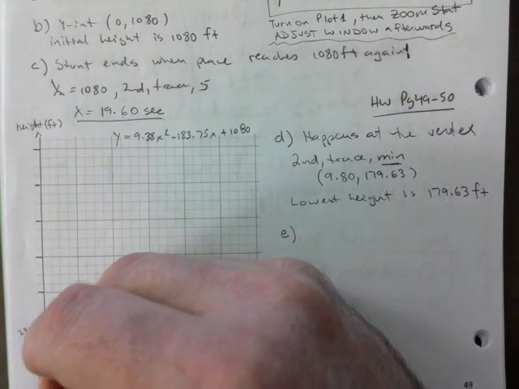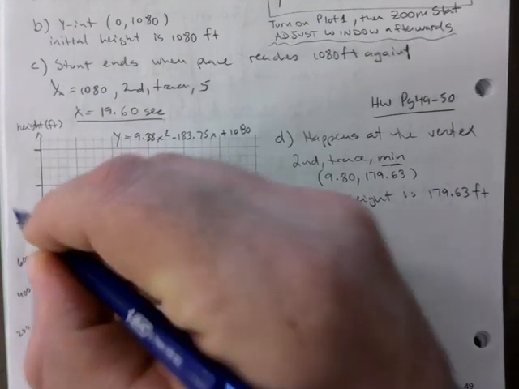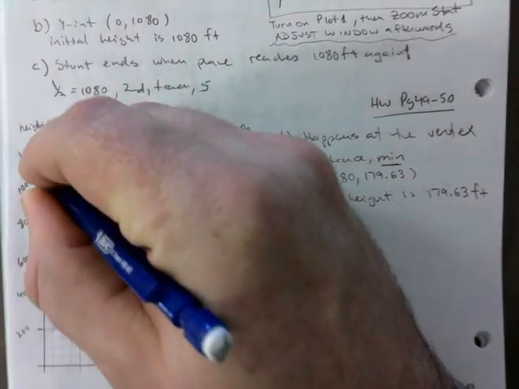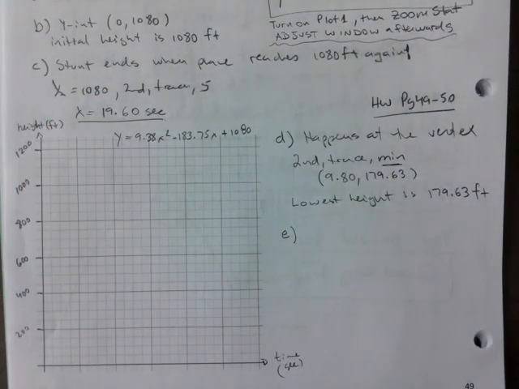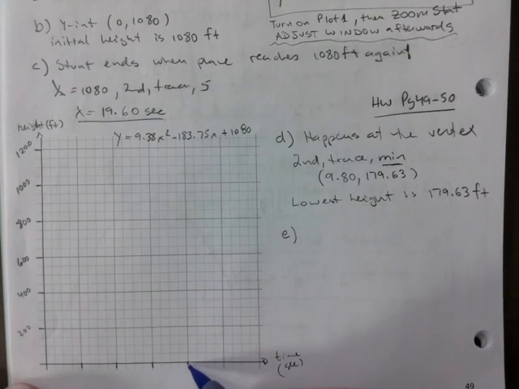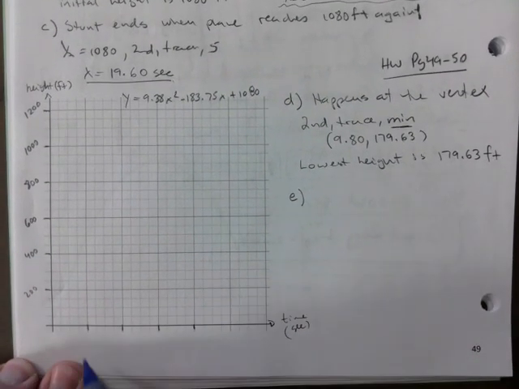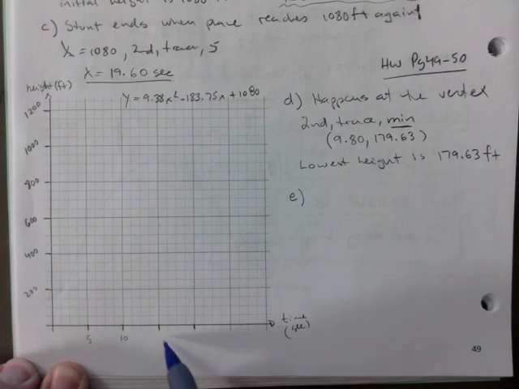So 200, if I go up by 200s, that will allow me to fit in the maximum height there. So we're good to go. And then down here, I'm going to try 5, 10, 15, 20. I think that's a pretty good scale. So I'm going to go up by 5s here.